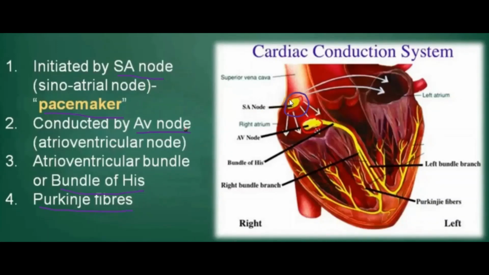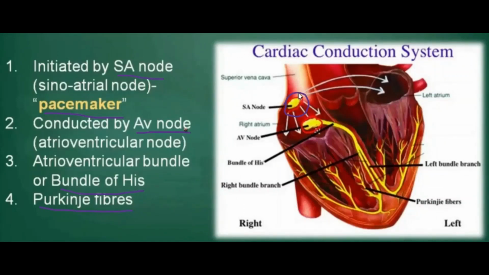So where is the SA node located? Near the right atrium. This area is the right atrium. So near the right atrium this SA node is located, as well as near the superior vena cava. This one is the superior vena cava. So in this region, at the bottom, the SA node is located. Understand?